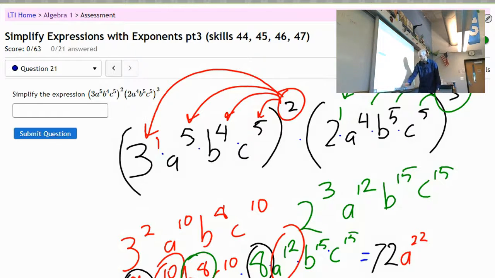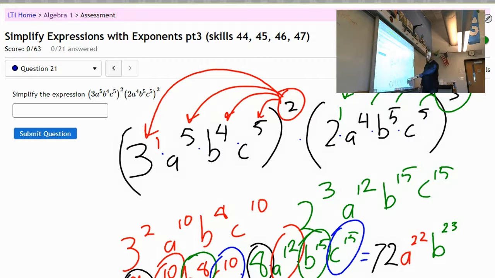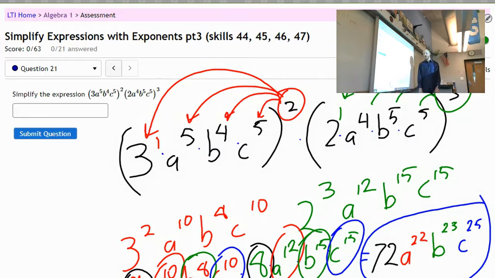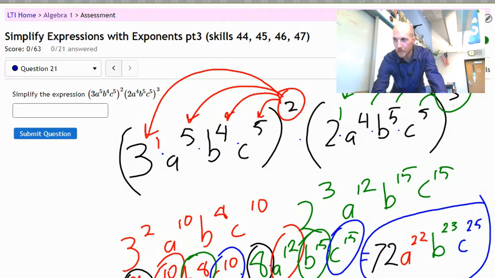Next, the B's. So I got B to the power of 8, B to the power of 15. Still multiplication problem. Add 8 plus 15. It's 23. Lastly, base of C has an exponent of 10, and this one's got a power of 15. Add those together. It's a multiplication problem. So you add the exponents. 10 plus 15, 25. Final answer. All right, happy mathing. Hopefully that addresses all your questions.